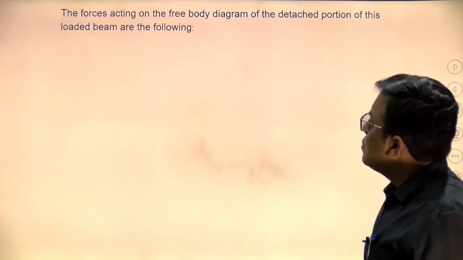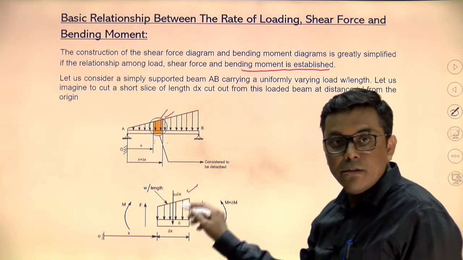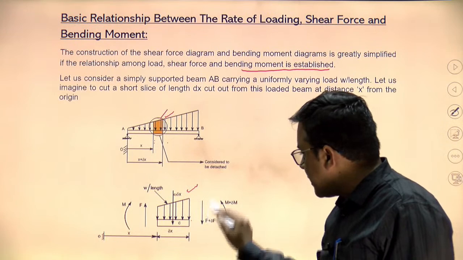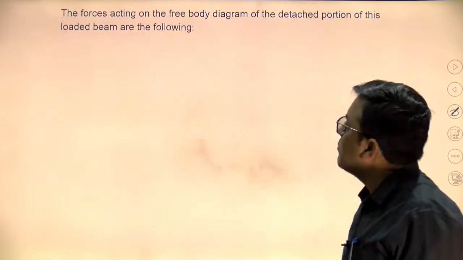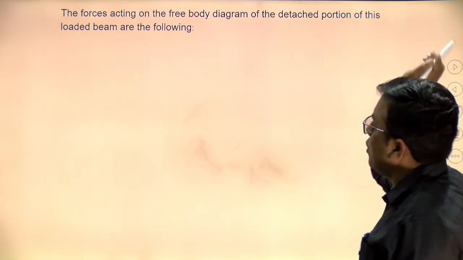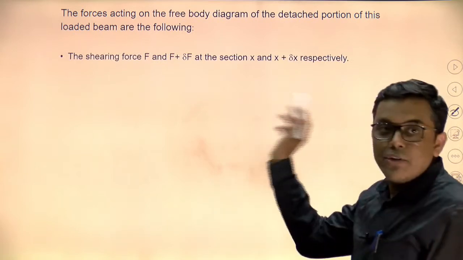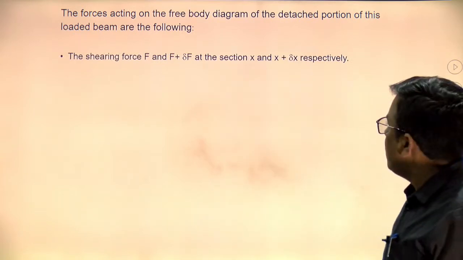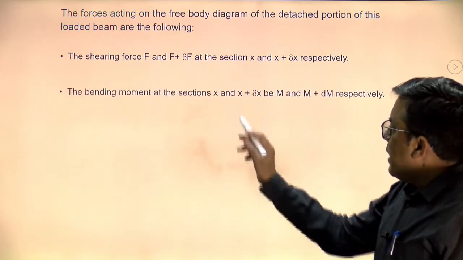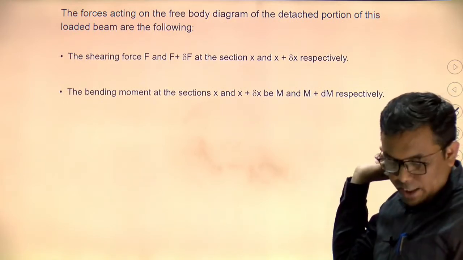Now I am coming to the free body diagram, which is already taken care of. What are the different forces? F, M, W delta x, F plus delta F, M plus delta M. The forces acting on the free body diagram of the detached portion of this loaded beam are the following. The shearing forces F and F plus delta F at x and x plus delta x respectively. The bending moments at sections x and x plus delta x are M and M plus delta M.